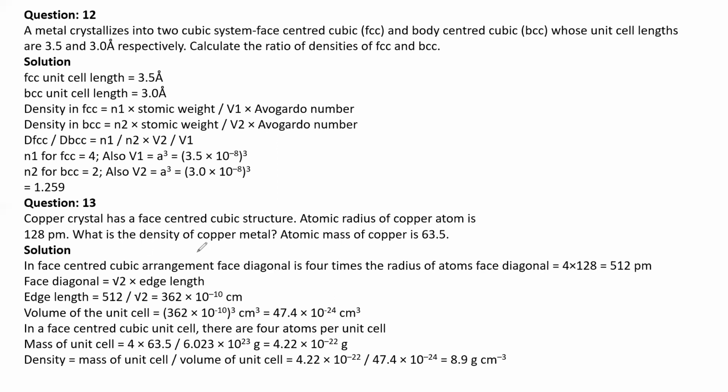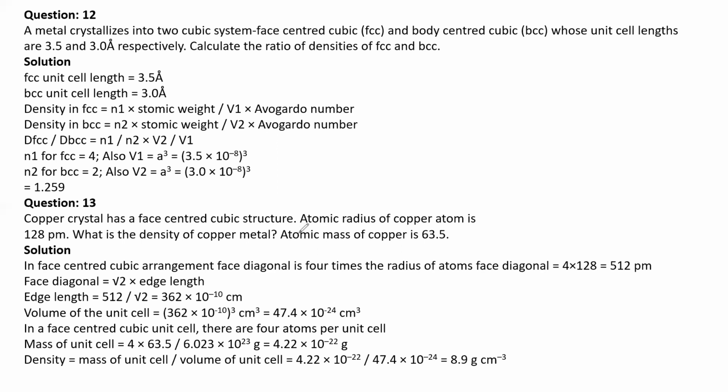Copper crystal has a face-centered cubic structure. Atomic radius of copper atom is 128 picometers. So here also they have given only a radius. Then what is the density of copper? Atomic mass of copper is given. So by seeing this question, we can say if they had given the edge length, straight away we can apply the formula rho is equal to Z into M by A cube into Na.